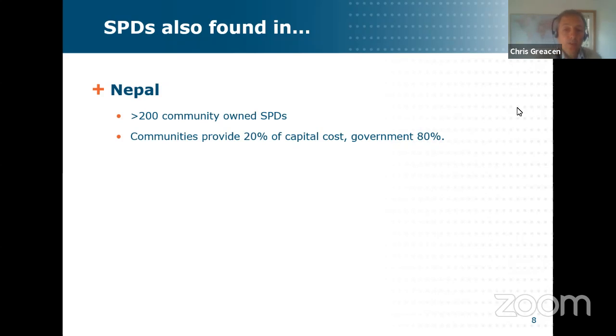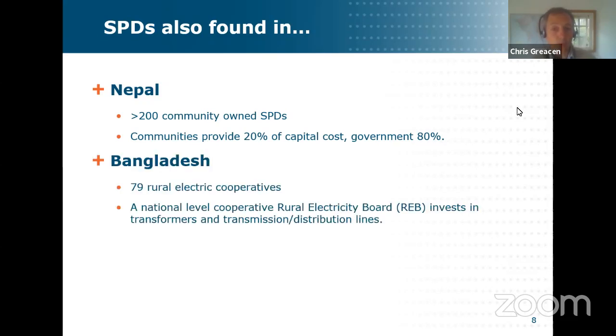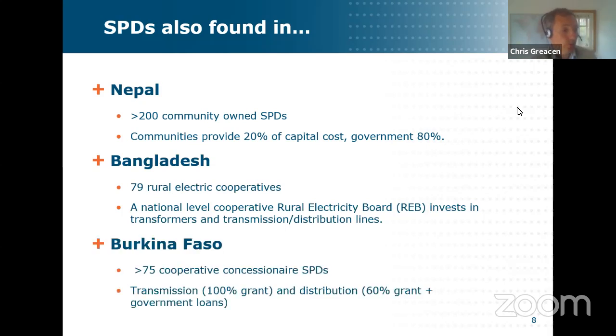In Bangladesh, there's about 80 rural electric cooperatives, a similar model to Nepal. A national level cooperative board called the Rural Electricity Board invests in transformers and distribution lines. And similarly in Burkina Faso, there's more than 75 cooperative concessionaire SPDs. In this case, transmission lines that provide electricity to the co-ops are paid with 100% grant, and the distribution networks benefit from a 60% grant as well as government loans.